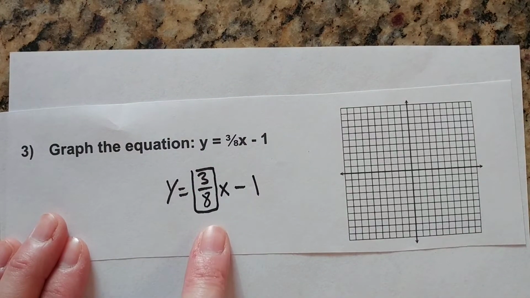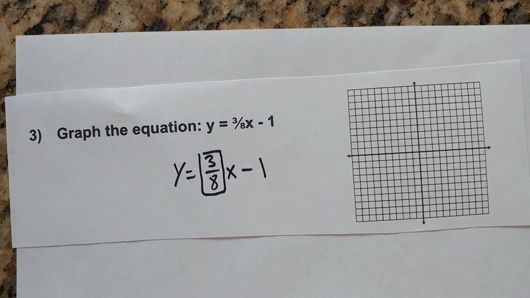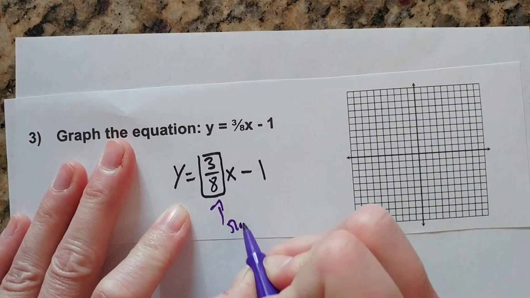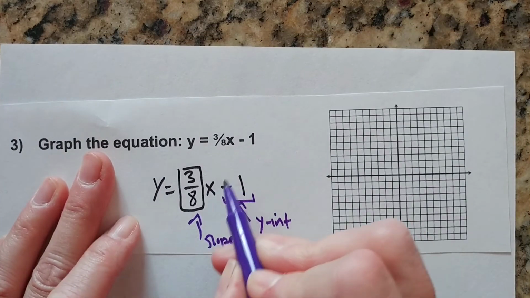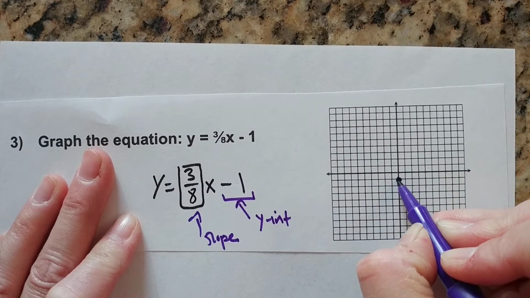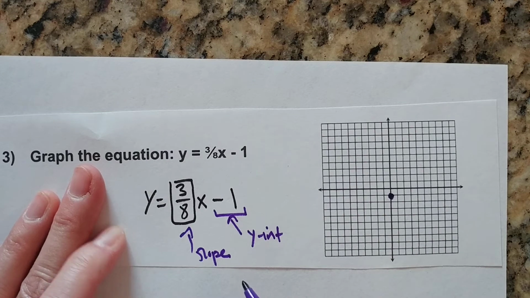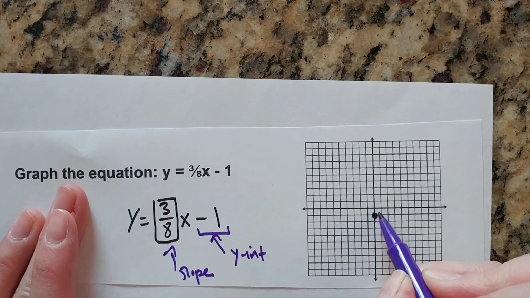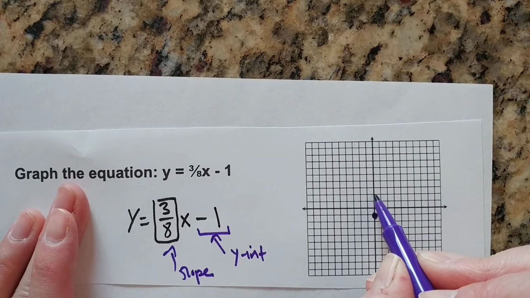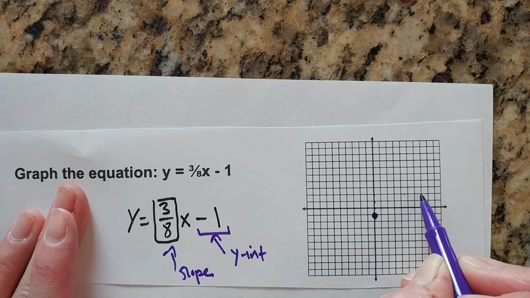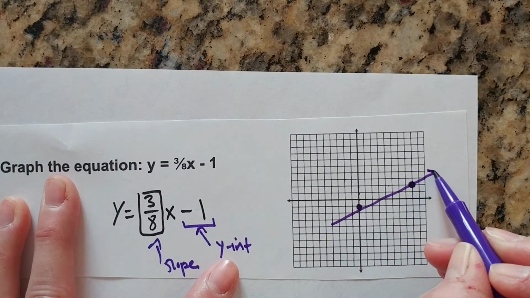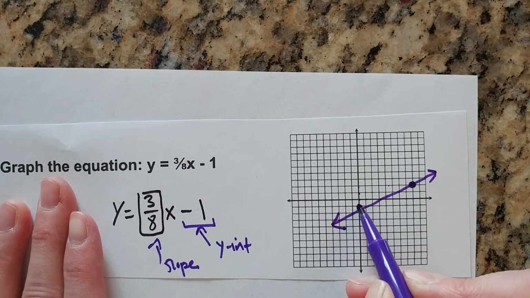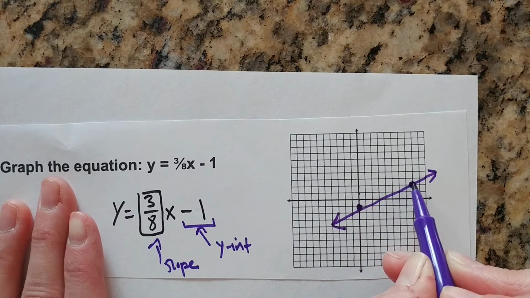Okay, number 3, we're asked to graph the equation, and we know that this equation has a slope and an intercept. We know that this right here is the slope, and the y-intercept is negative 1. So you want to start off by plotting the y-intercept of negative 1, which is right here on the y-axis, and then we want to make one additional point using the slope. So rise, run. So from this point, I'll rise up 3 and run 8 to the right. Make another point, and then connect them. And you'll have a line that has a y-intercept of negative 1 and a slope of up 3 over 8.